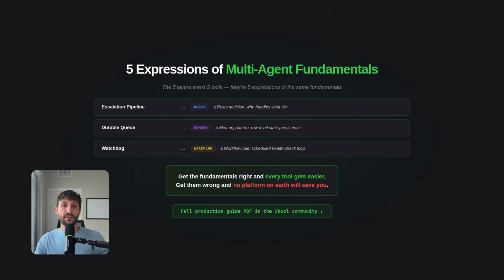time. And remember, none of this matters if you don't understand the fundamentals of multi-agent systems. The escalation pipeline is just a roles decision. The durable queue is just a memory pattern. The watchdog is just a workflow rule. These 5 layers are not 5 tools. They are 5 expressions of multi-agent fundamentals. Get the fundamentals right and every tool gets easier. Get them wrong and no platform on earth will save you.